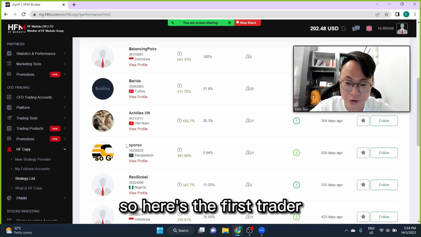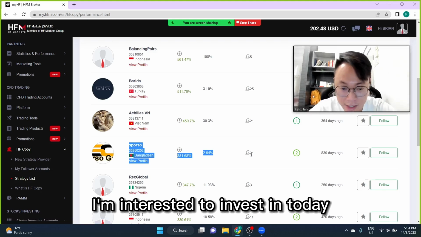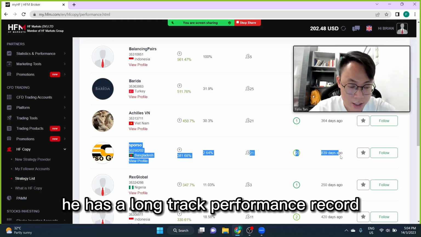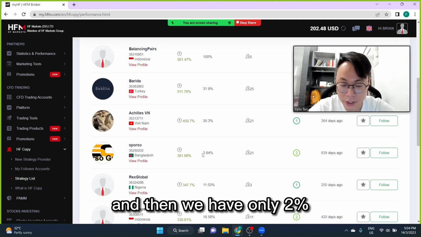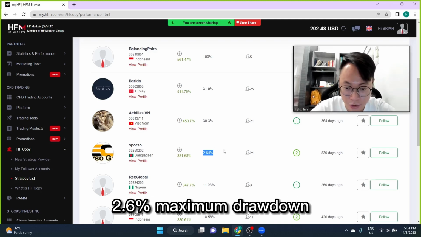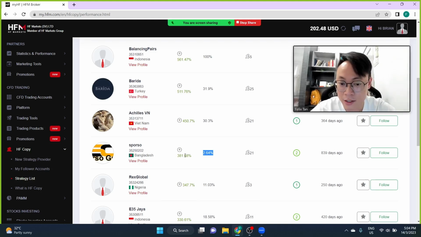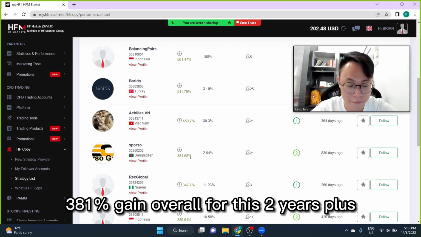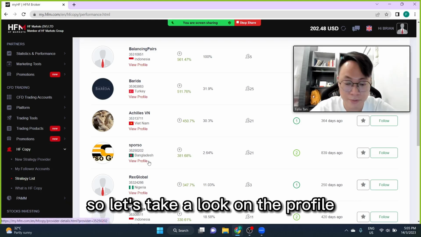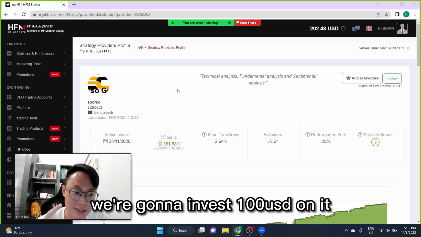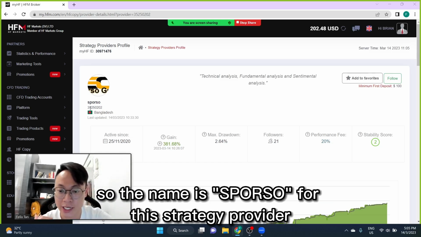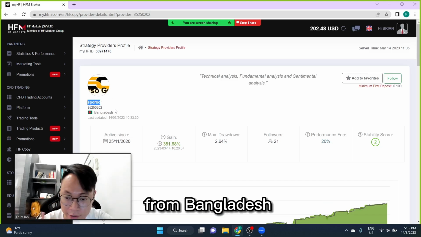So here's the first trader I'm interested to invest in today, right? We can see he has a long track performance record, which is 839 days. And then we have only 2.6% maximum drawdown with a 381% gain overall for these 2 years plus. So let's take a look at the profile and the track performance here. This is the first trader we're going to invest 100 US dollars in. The name is Sponsor, a strategy provider from Bangladesh.